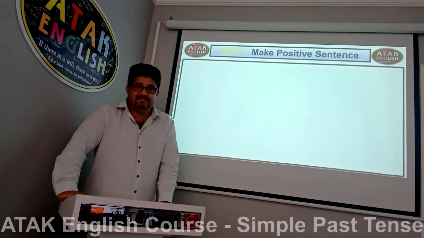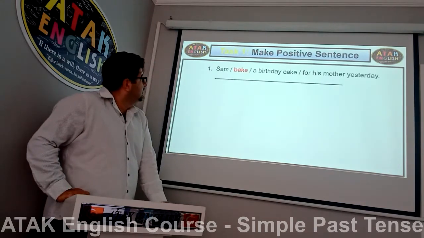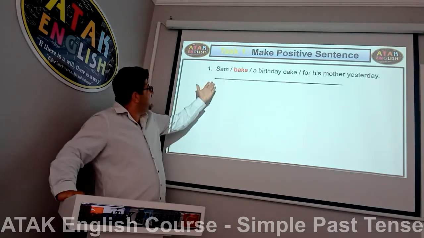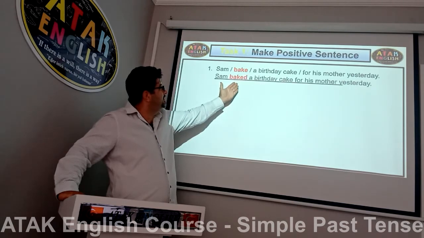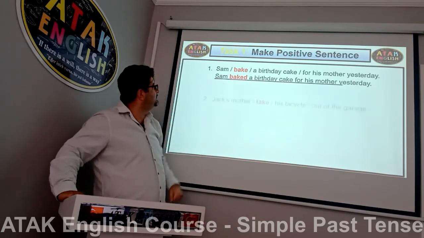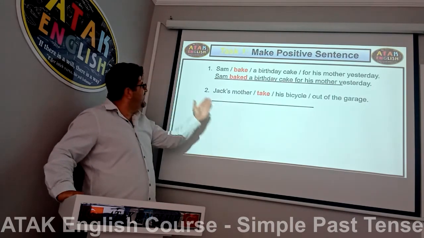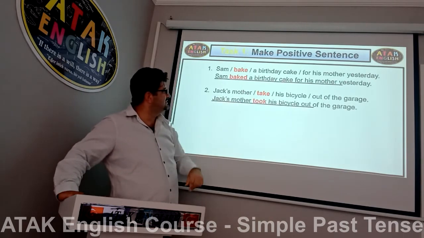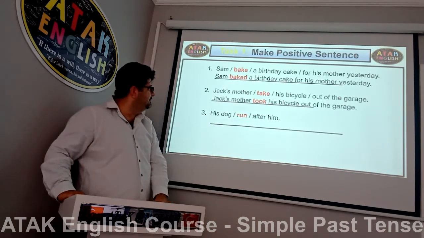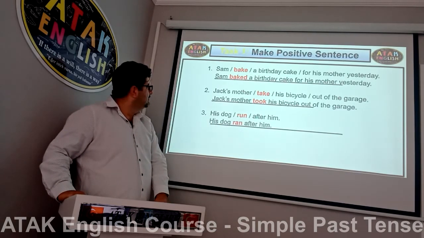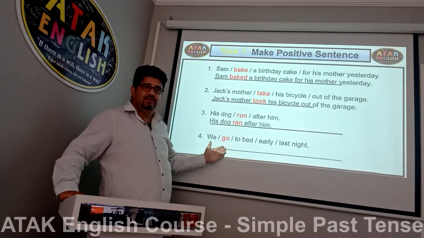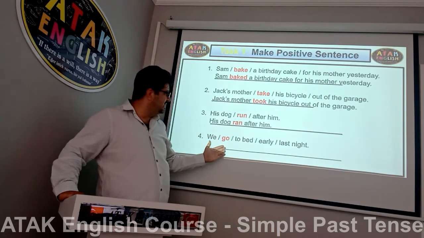Okay, let's do some practice, because practice makes perfect. We'll make a positive sentence. Sam baked a birthday party. Bake is a verb 1 form. Baked is a verb 2 form, past form. Jack's mother took his bicycle out of the garage. His dog ran after him. Run, ran. We went to bed early last night. 3 forms are go, went, gone. Second form is went.